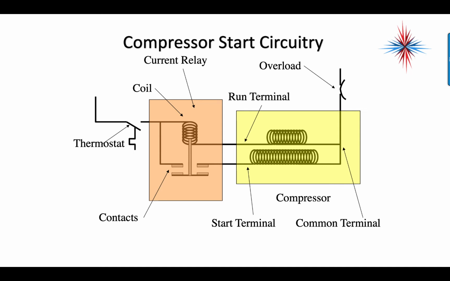As the running amps drop as the compressor starts to run, the coil will become slightly less energized, have less of a magnetic pull, and will allow the start contacts to open. And that will pull the start winding out of the circuit, and the compressor will continue to run on the run winding by itself. This is called a current coil relay because the coil is very heavy gauge wire, and it's more susceptible to current rather than voltage.